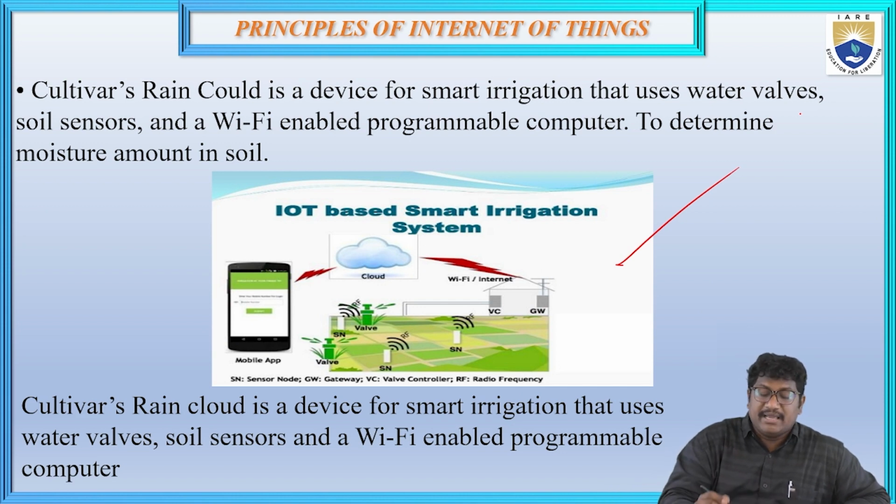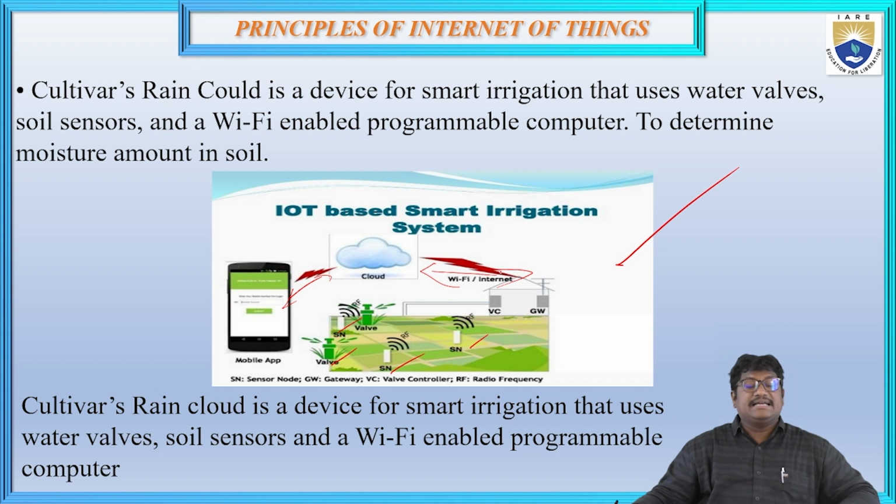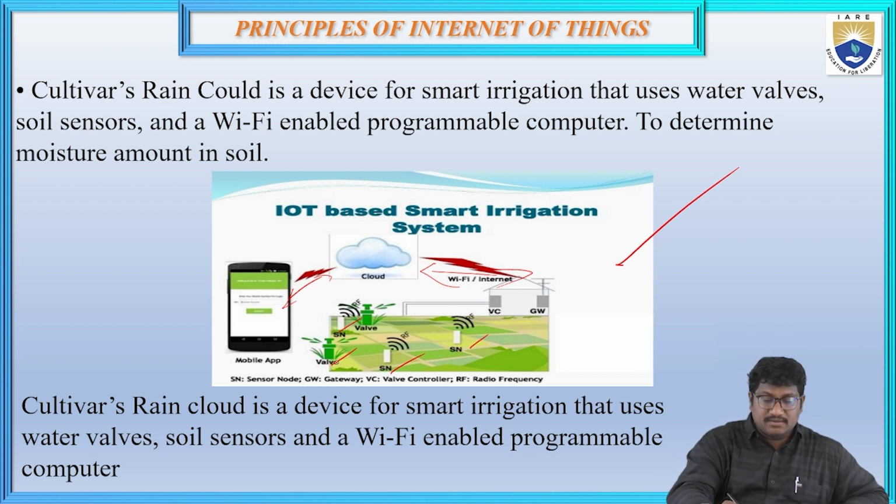See here, there is a mobile app and there are valves, and in between there is a sensor network placed to find out the soil moisture. All this data is transferred through the internet to the cloud, and from the cloud the information is extracted to your mobile app. If you observe carefully, the things are very easily cultivated. See here, there is a rain cloud of a device, a particular smart irrigation setup, designed to show you soil sensors. These are the soil sensors: 1, 2, 3.